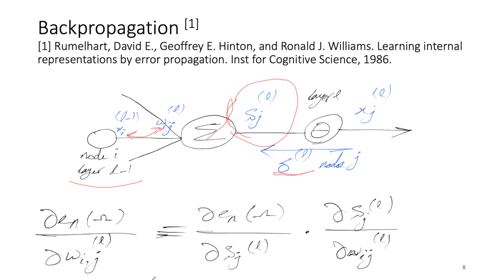Okay, so you had your loss function's derivative, dE_n of omega divided by dW_ij of L, which is equivalent to dE_n of omega divided by dS_j of L, multiplied by dS_j of L divided by dW_ij of L. So you can just cancel these two, right? And then we start this.